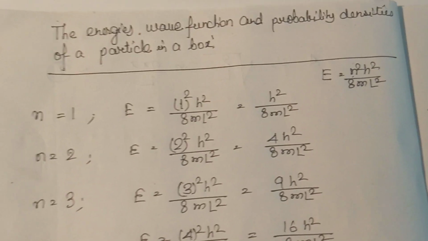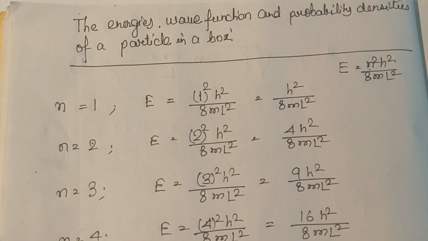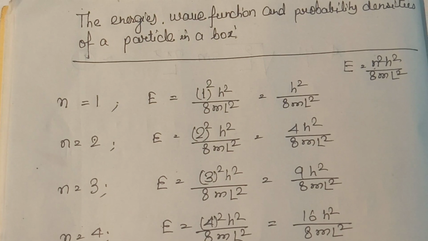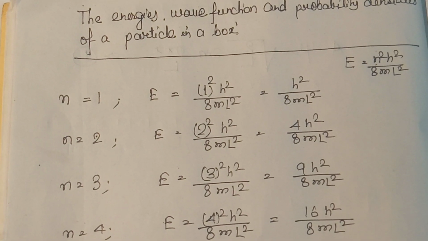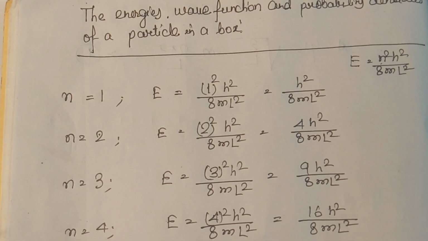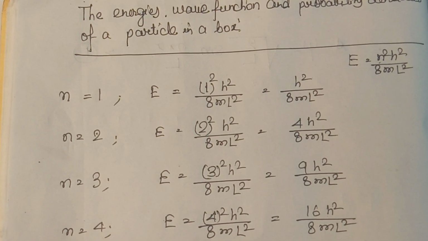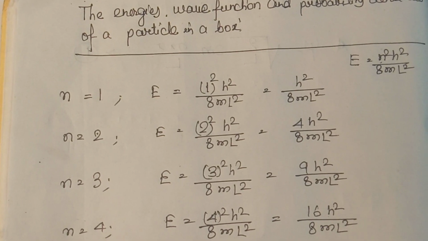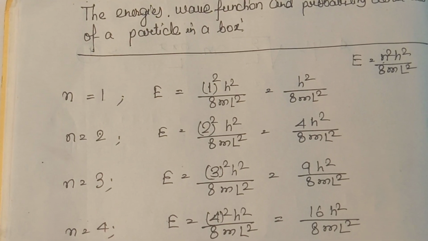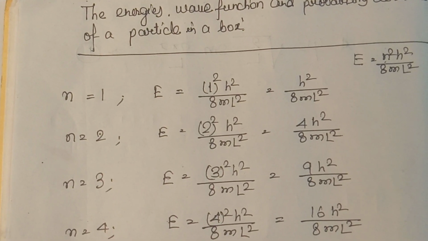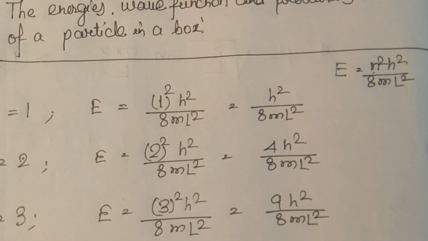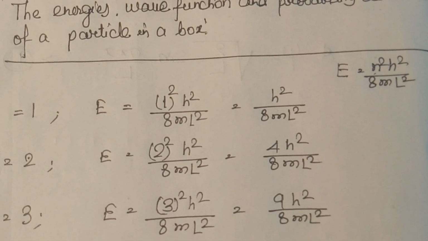Here, the value of n equal to 0 is ruled out because it is considered that the particle is always in constant motion as long as it is kept inside the box, and even at 0 Kelvin the particle cannot be at rest. So n equal to 1 is the first energy level and the lowest possible energy of the particle when it is kept inside the box. When the value of n is taken as 1, the energy expression becomes h square divided by 8ml square.